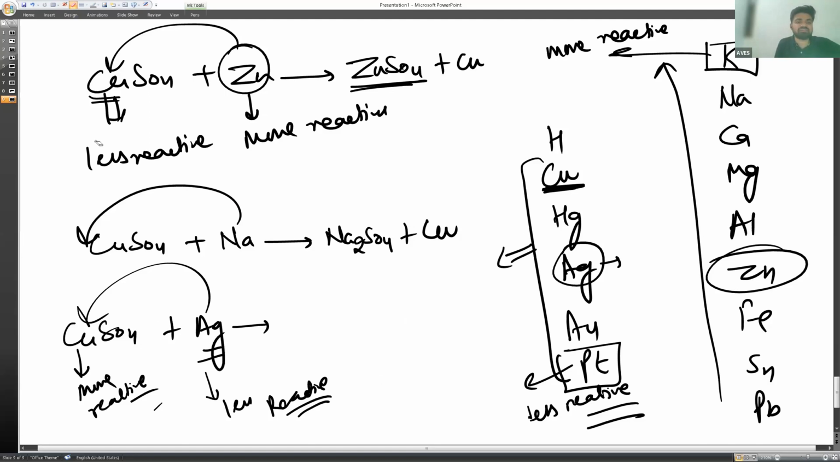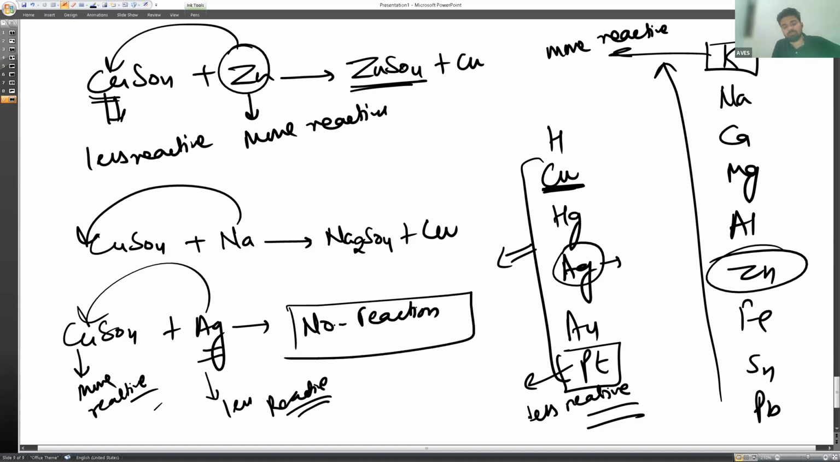Reactive, silver is less reactive, it is blue copper. So no reaction will take place. No reaction will take place. Got it?